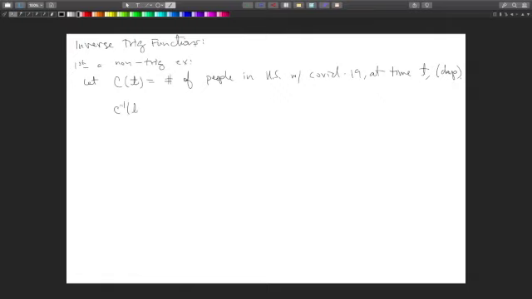I would like someone to tell me in English, what does that symbol mean? C inverse. C inverse. As a hint, it means the inverse function of c. So in English, that's how you would read that. But how is it defined given what c is? The number of people who do not have COVID-19.